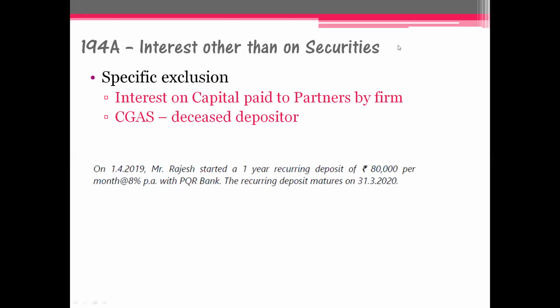In the below example, we are now aware that there are three thresholds for 194A: 5,000 in general, 40,000 for term deposits, and 50,000 for senior citizens. In the given question, it's actually a recurring deposit. In what category does a recurring deposit fall? It is actually a term deposit. Subsequently, if the interest paid is more than 40,000 in a year, then that payment is subject to tax at source.